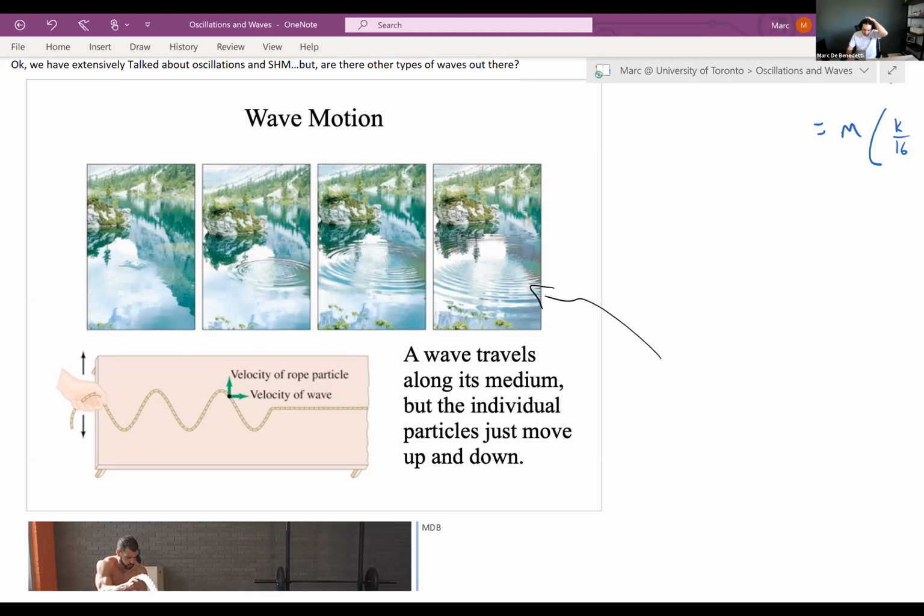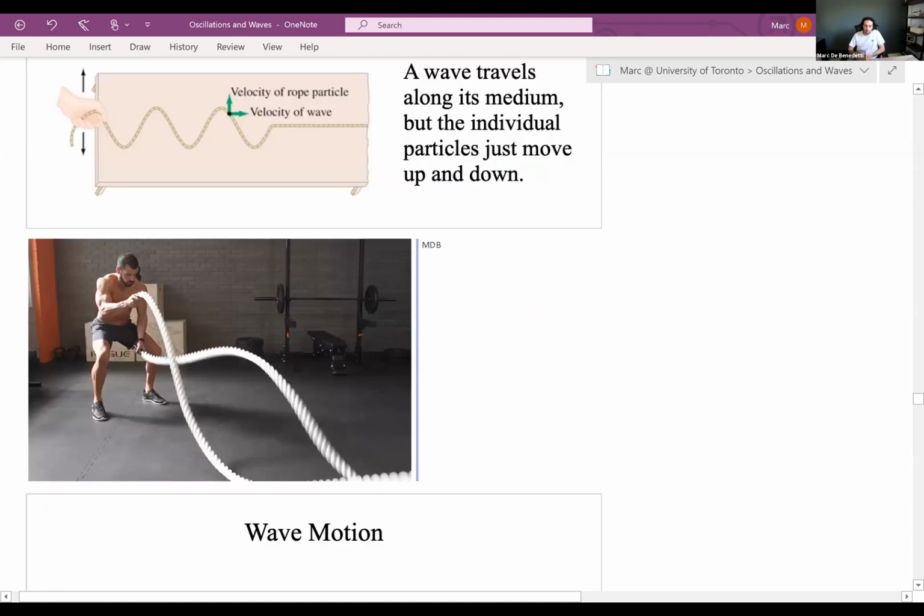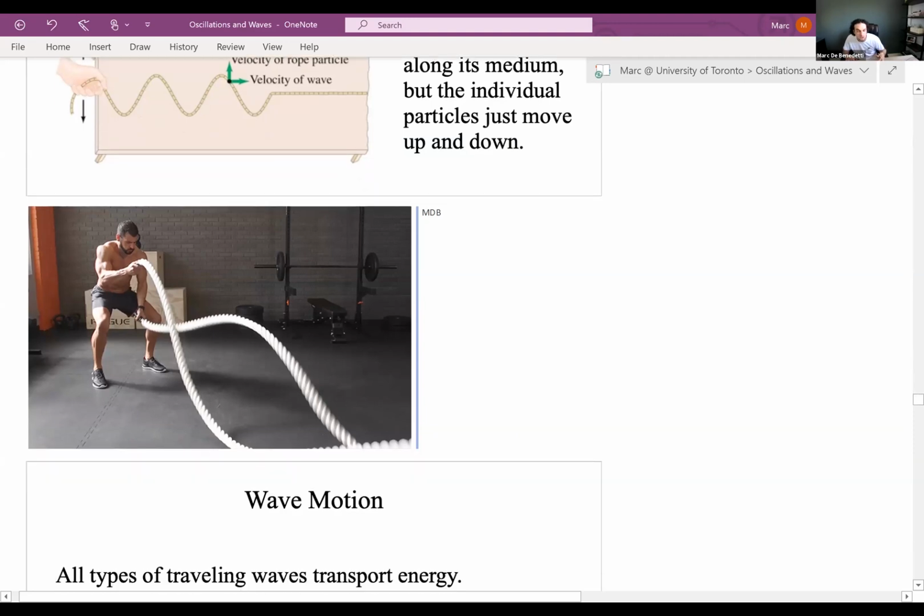So let's look at other kinds of waves. This relates to lab 4, I believe, standing waves on a string. So let's see how far we can get in like 6 or 10 minutes. We might go a few minutes over time.